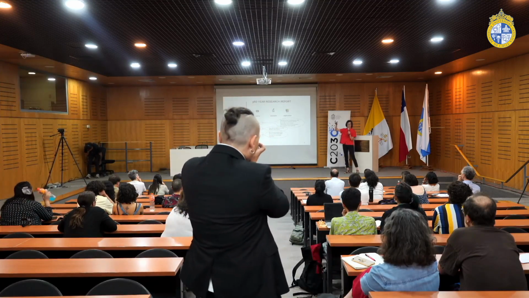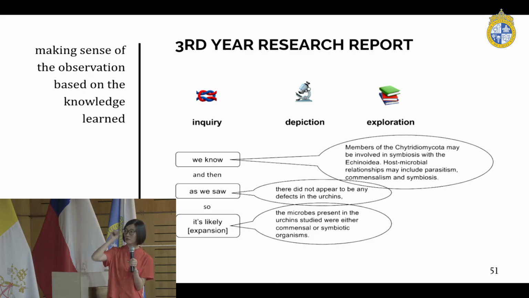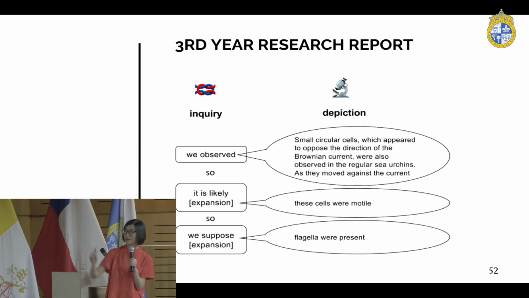So drawing on the knowledge they've learned, based on their observation, they made a deduction saying that it's likely that the microbes present in the sea urchin studied were either commensal or symbiotic organisms, right? This is a deduction that they made based on their study and their knowledge base. So we have "it's likely." So, making sense of observation.